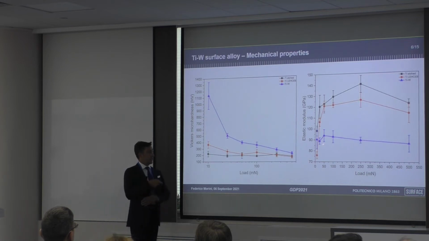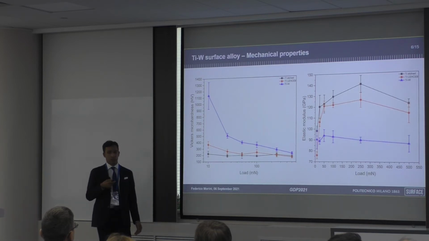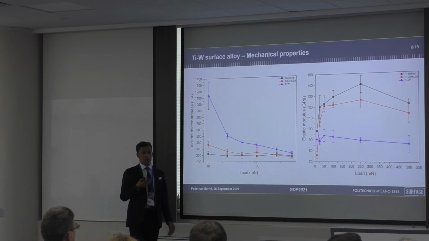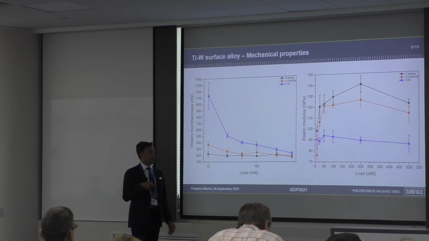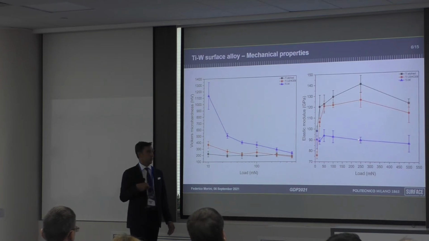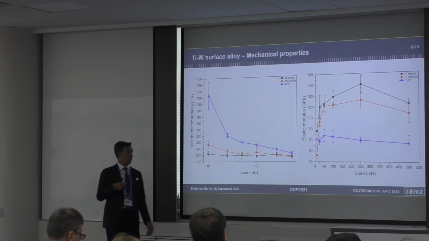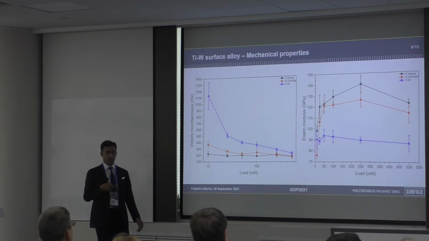A different thing is the elastic modulus. The elastic modulus of our surface alloys is low for all the applied loads as a result of both the presence of tungsten and also the low energy high current electron beam. The low energy high current electron beam also reduced the elastic modulus of the initial titanium, from the etching to the low energy high current treated. And with the titanium-tungsten surface alloys, we have a lower average value of 90 gigapascal that is classical of this treatment and this material.